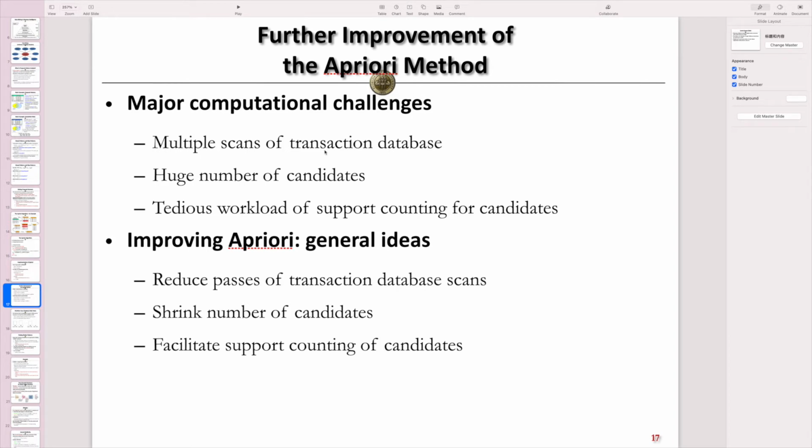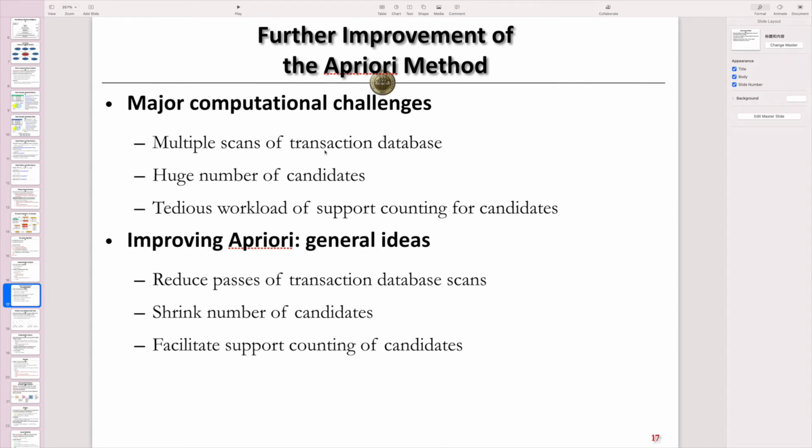Also, we will have a huge number of candidates in the mining process. We will start from patterns with one single item to patterns with two items, with three items, and it goes forward. According to the previous pages, given a data set with n items, the patterns we can generate as candidates can be 2 raised to n minus 1. It will be a very large number. Even though we have the Apriori-based pruning principles as well as other pruning methods, the pattern candidates we can generate can still be very huge.